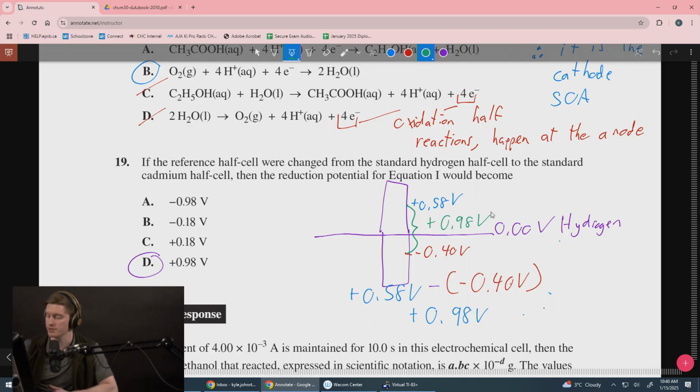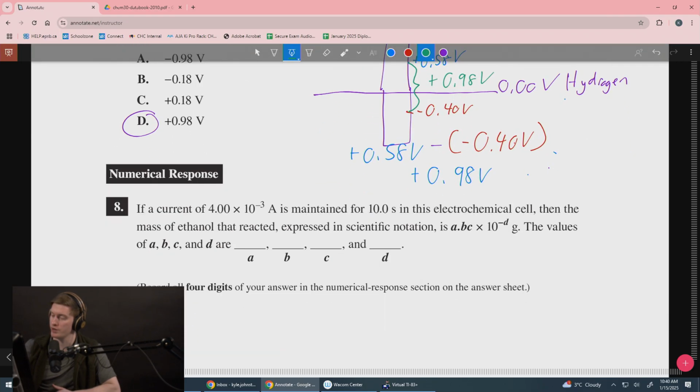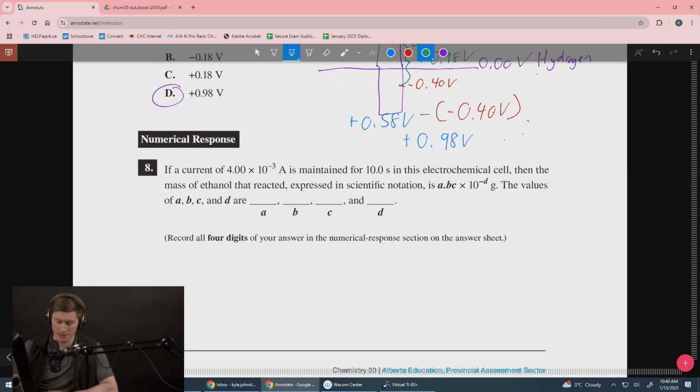Now we have a cell stoich question. If a current of 4.00 times 10 to the negative 3 amps is maintained for 10 seconds in this electrochemical cell, then the mass of ethanol that reacted, expressed in scientific notation, is A.BC times 10 to the negative D grams.